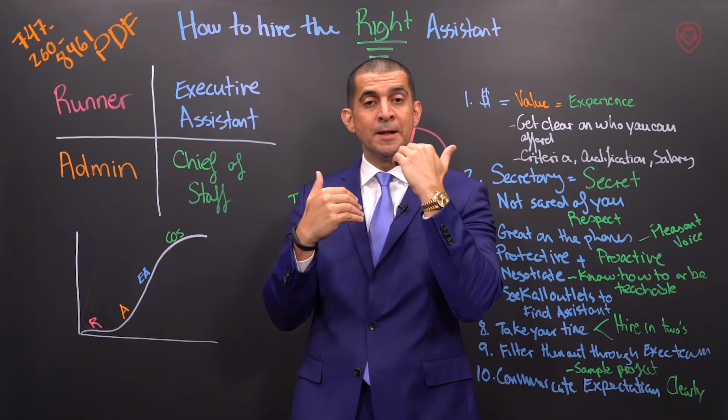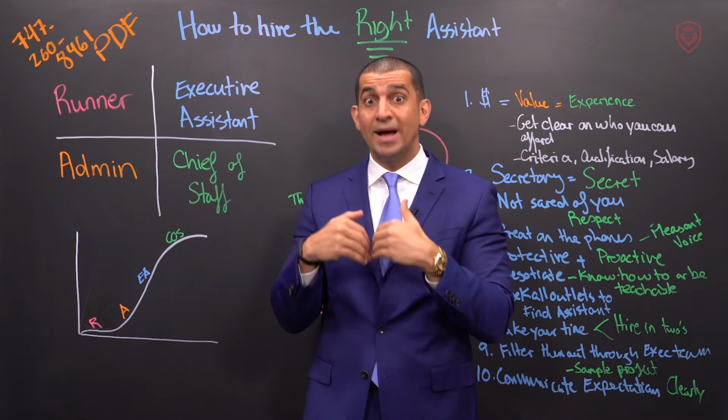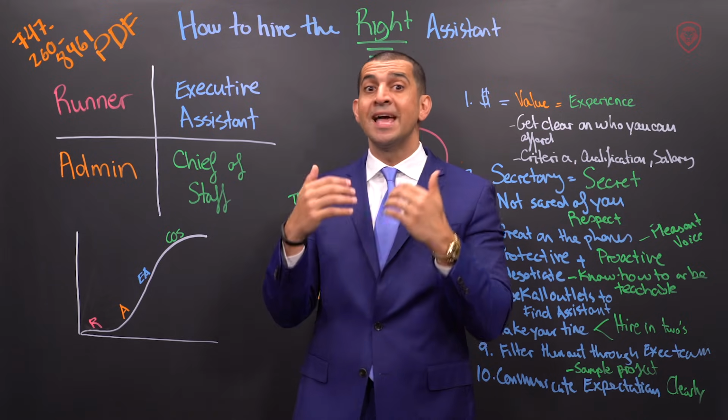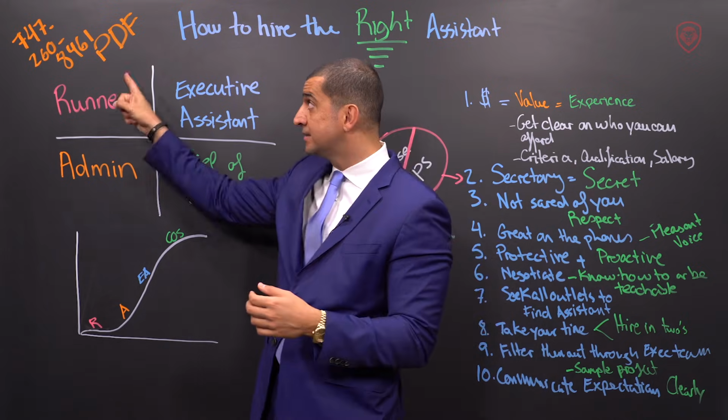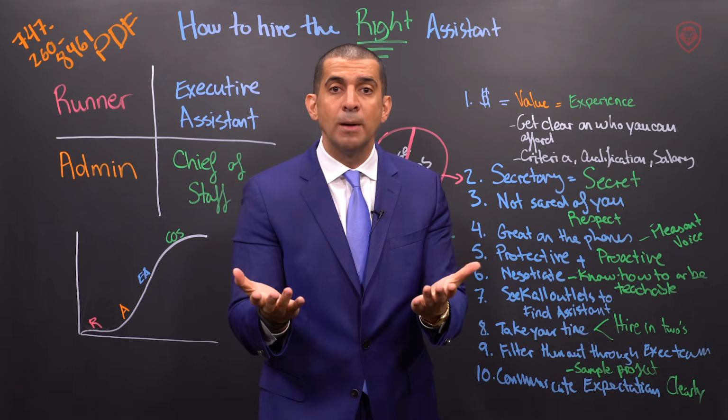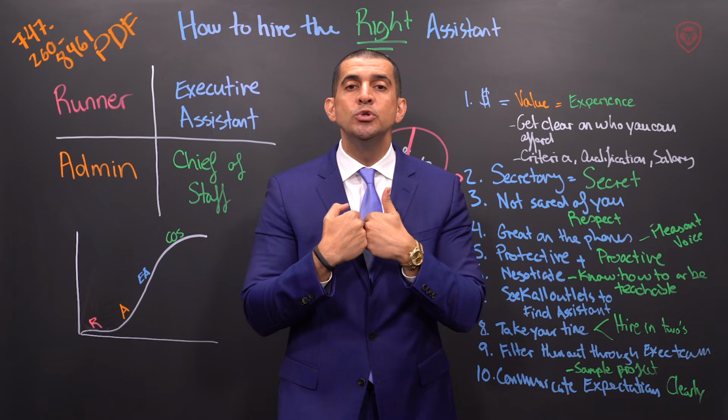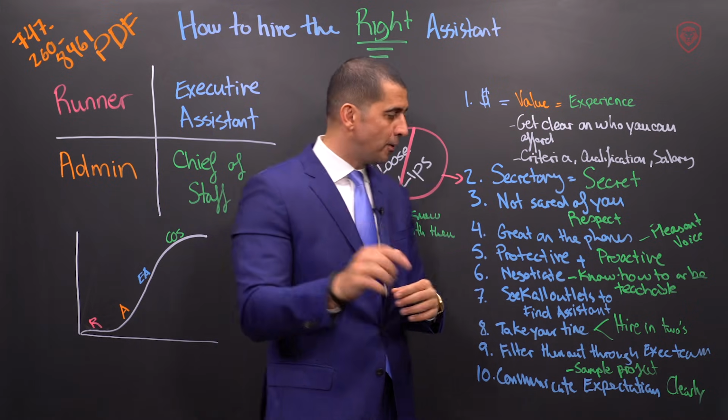If you know somebody, or if you yourself are somebody who has 5 years of experience as an executive assistant, send us a text to 747-260-8461. Notice what I just did? I just told you I'm looking for an executive assistant. You do that all the time until you find the person you're looking for.